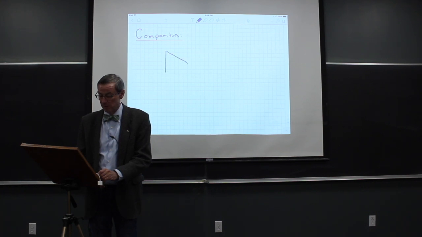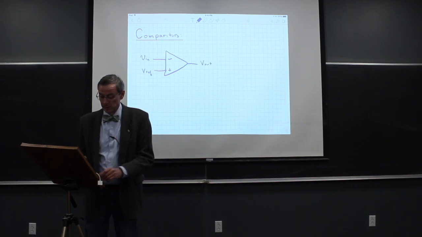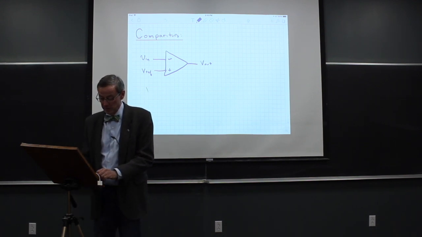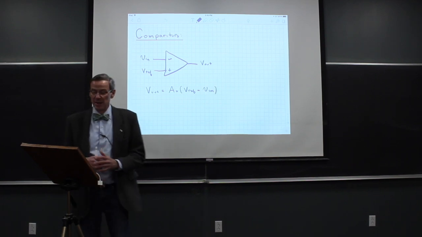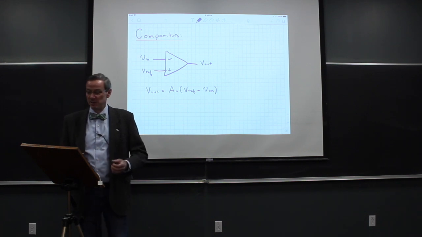We have an op-amp, inverting, non-inverting input. We have some V in. We have a reference signal, and we have V out. You'll notice there's no feedback in this circuit, so the output signal, V out, is simply given as the open loop gain times V reference minus V in. And of course that's only true if the output is between VEE and VCC.